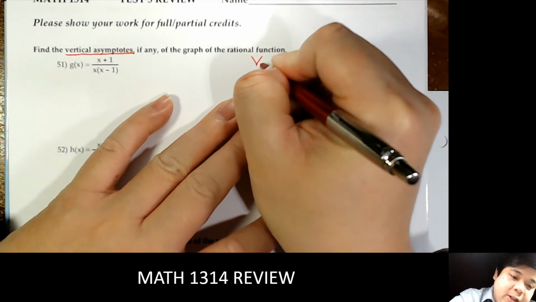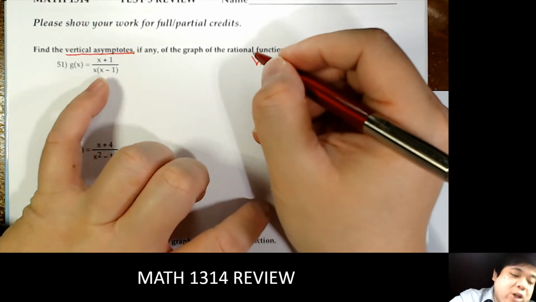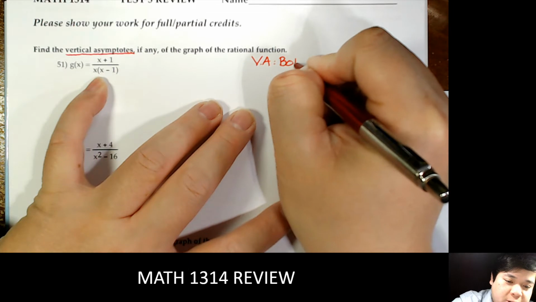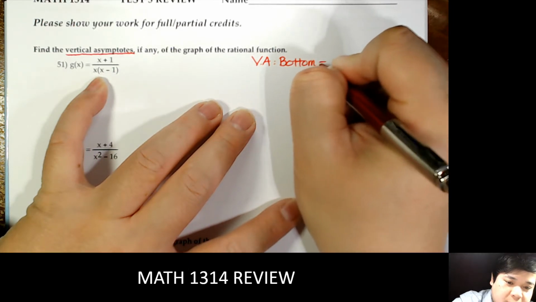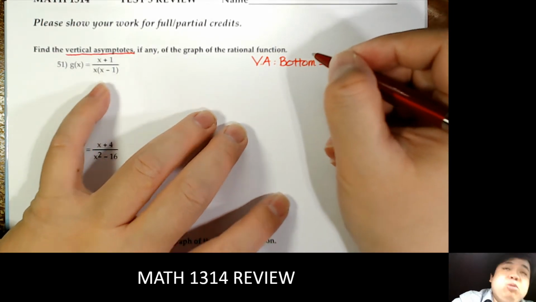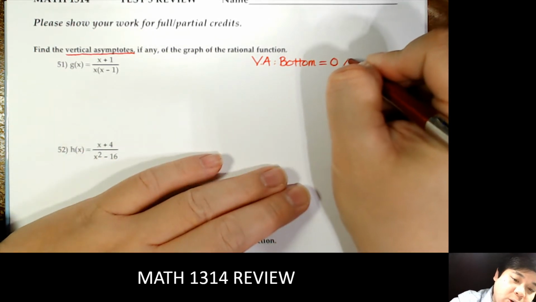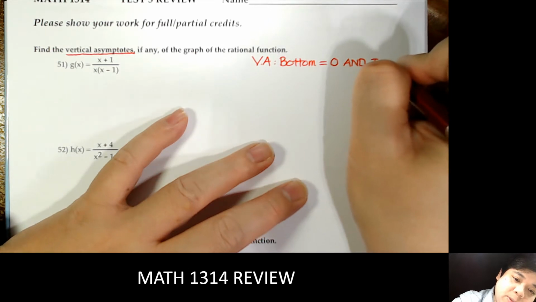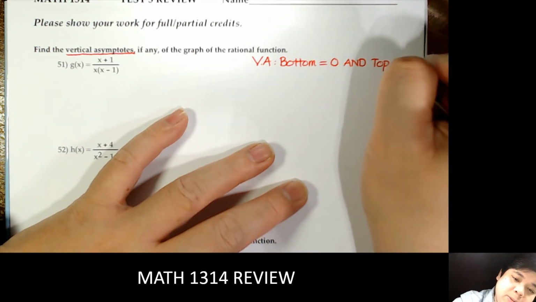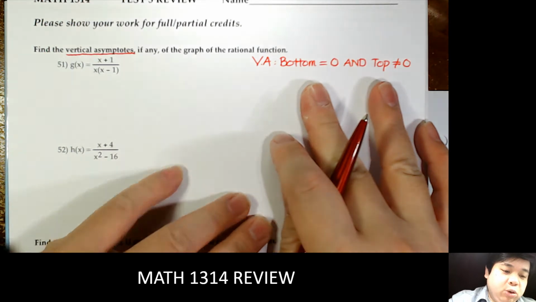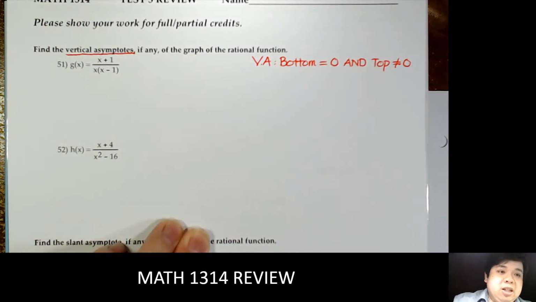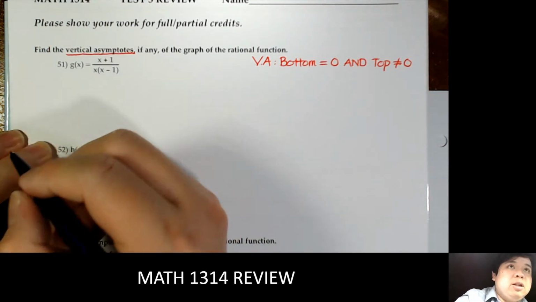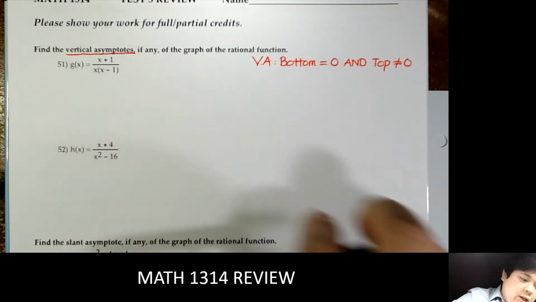First is make sure that the denominator equals 0. So I say the bottom equals 0. But we make sure that the top is not equal to 0, because if both of them equal 0, we will have a hole instead of the vertical asymptote. Right. So first, we let the bottom equal 0.